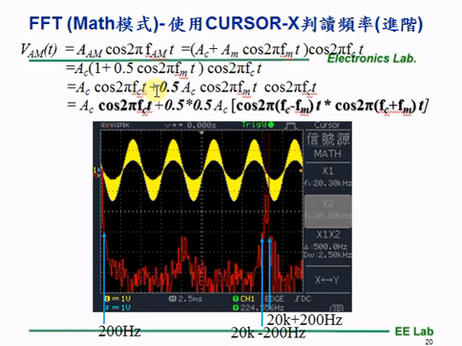The first is the frequency of the carrier, then the carrier frequency minus the modulation frequency. Finally, the carrier frequency plus the modulation frequency. You can see these frequencies respectively in the FFT result figure.